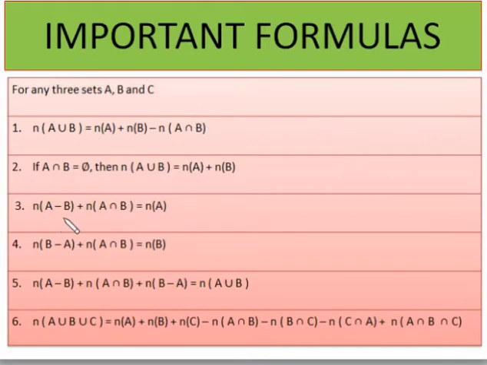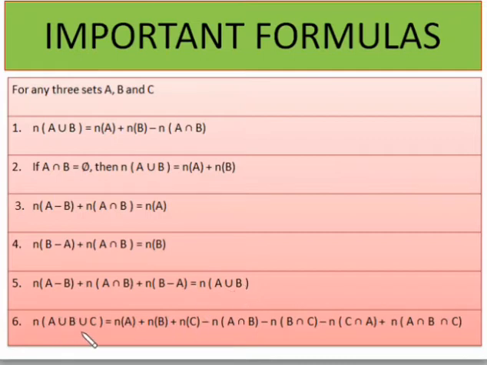Now the number of elements in A minus B plus the number of elements in A intersection B is equal to the number of elements in set A. The number of elements in B minus A plus the number of elements in A intersection B gives the number of elements in B. When we add these three, n(A minus B) plus n(A intersection B) plus n(B minus A), we get the whole set, that is, the number of elements in A union B.